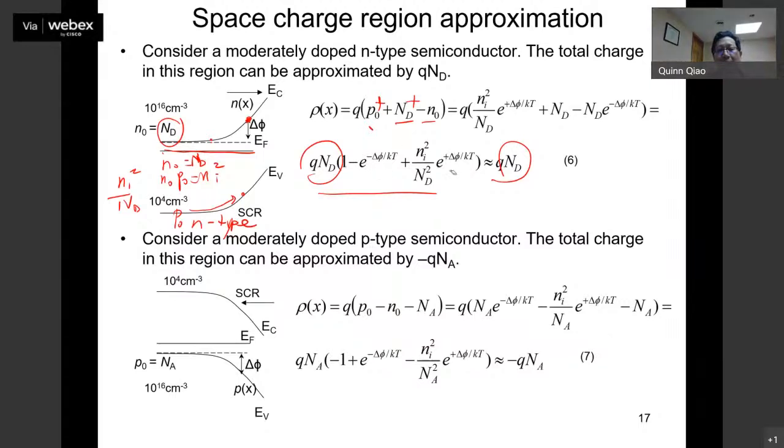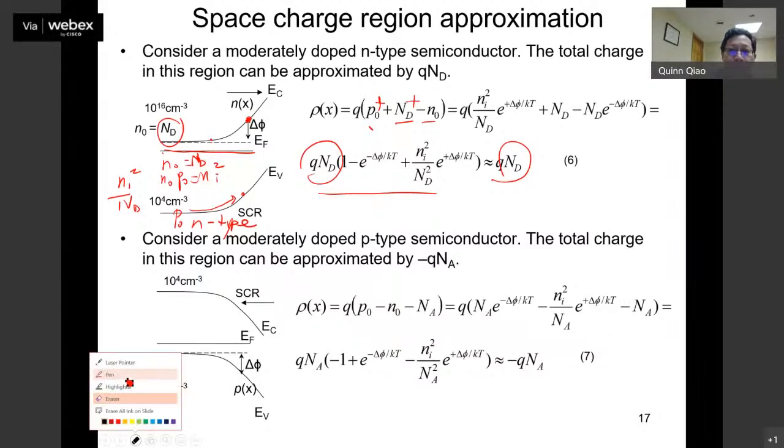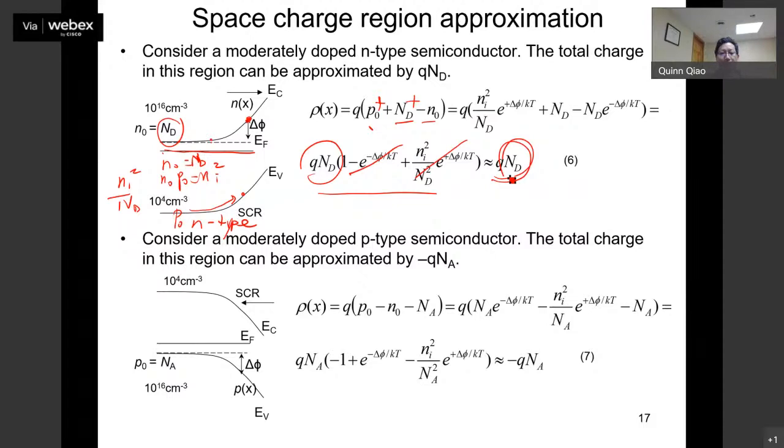So something here, since ni is 10 to the power 10, Nd is 10 to the power 15, see, that's 100,000 bigger. And then squared, you hit 100,000 times 100,000, right? That's huge, about 10 billion. That's why you cancel this, and what remains is only one. That's why it's equal to qNd. Okay, so that's how to analyze the N-type.